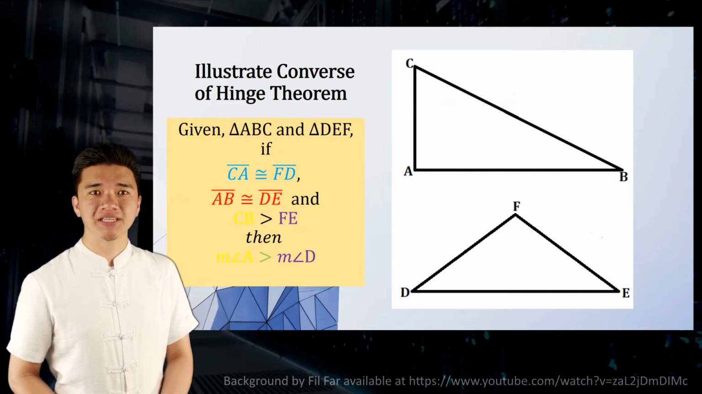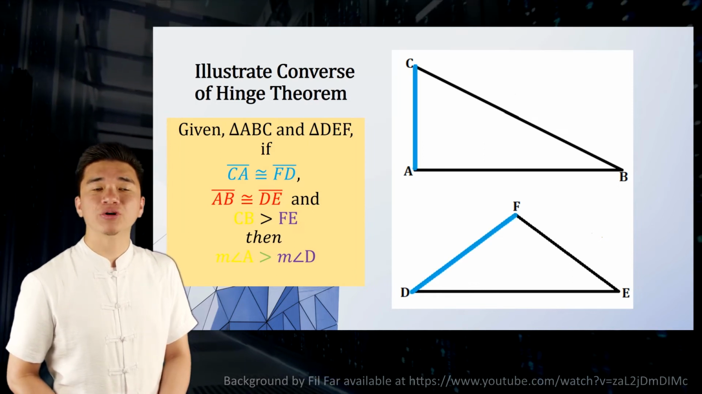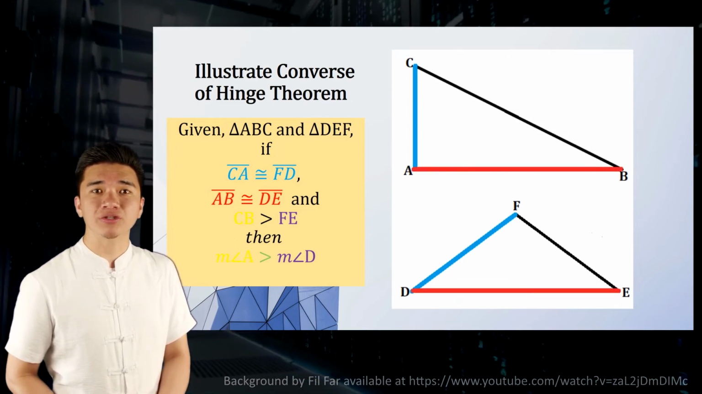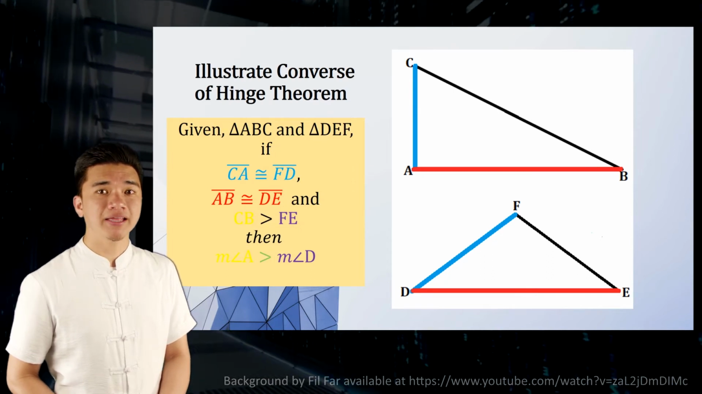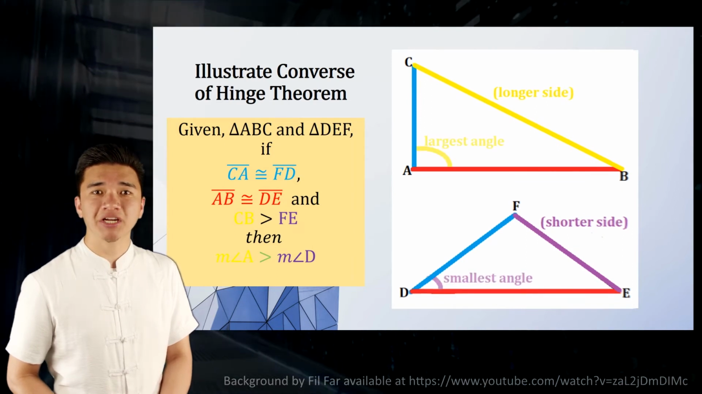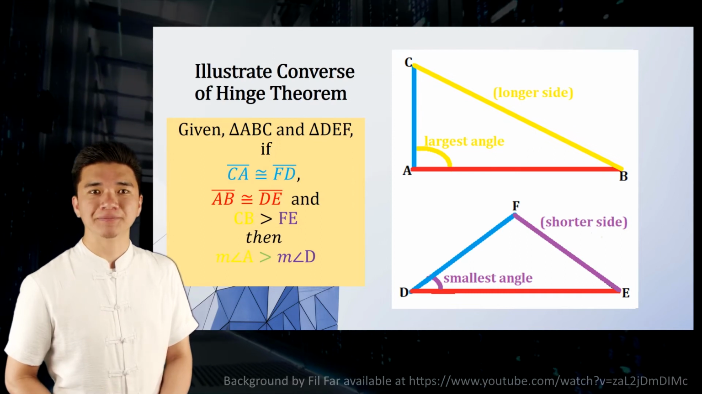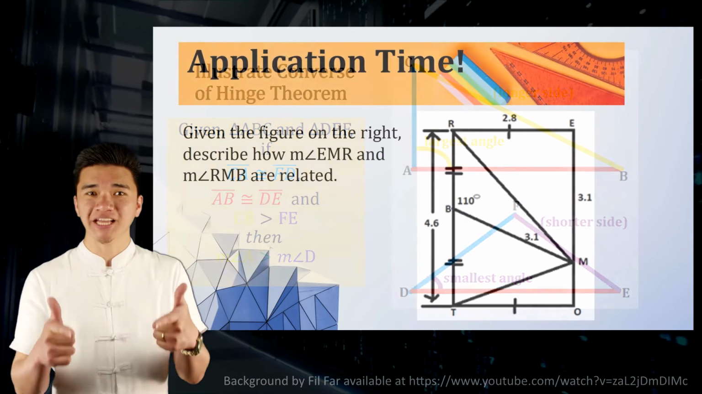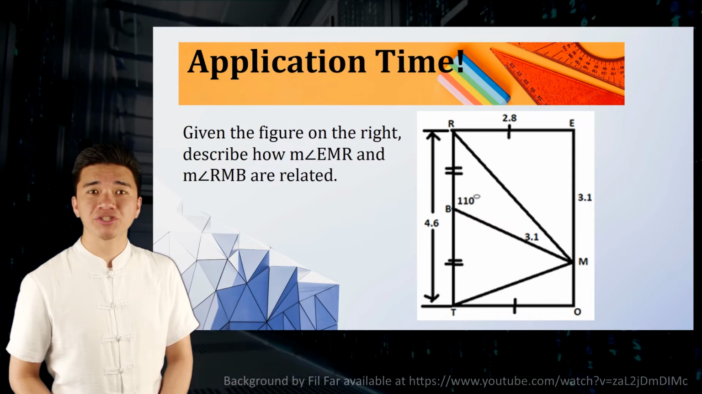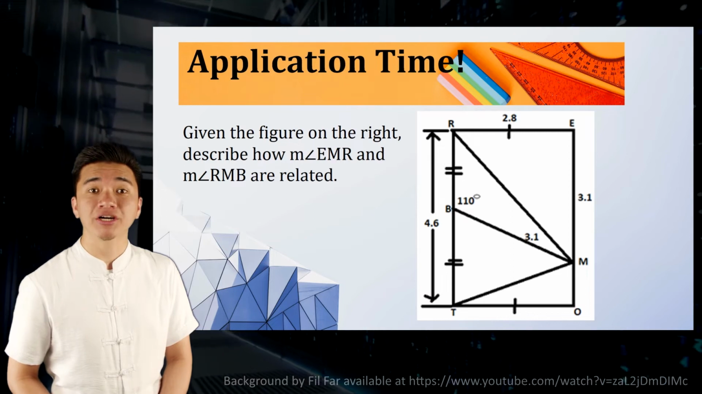Given triangle ABC and triangle DEF, if side CA is congruent to side FD, side AB is congruent to side DE, and side CB is greater than side FE, then the measurement of angle A is greater than the measurement of angle D. Application time. Given the figure, describe how measurements of an angle EMR and measurement of angle RMB are related.